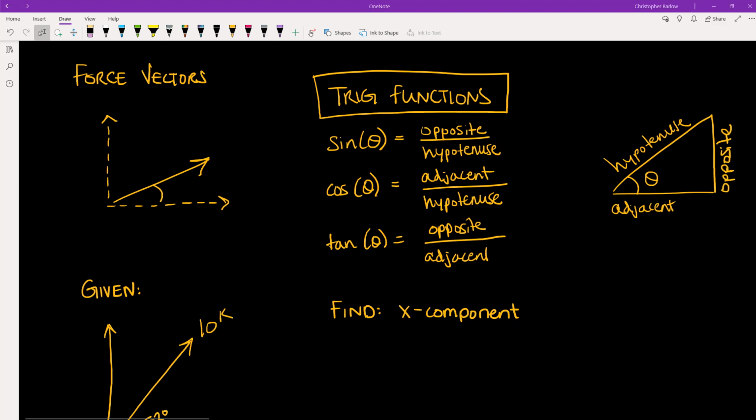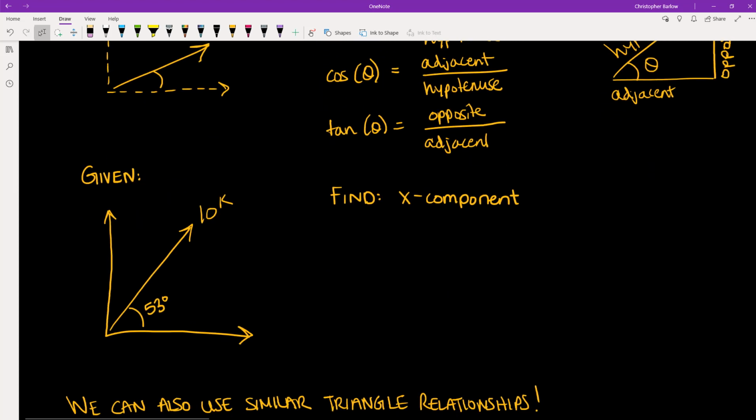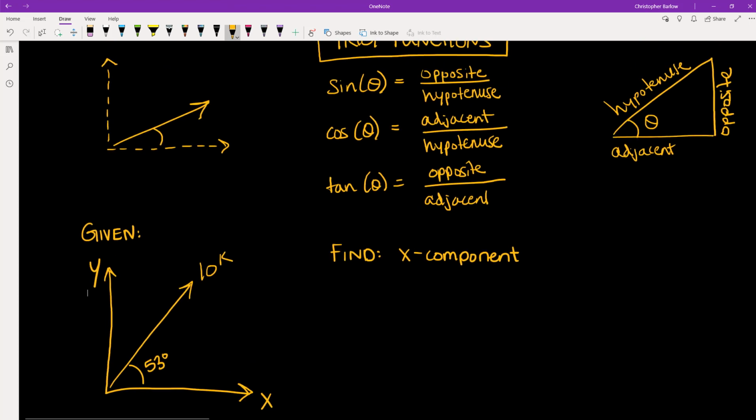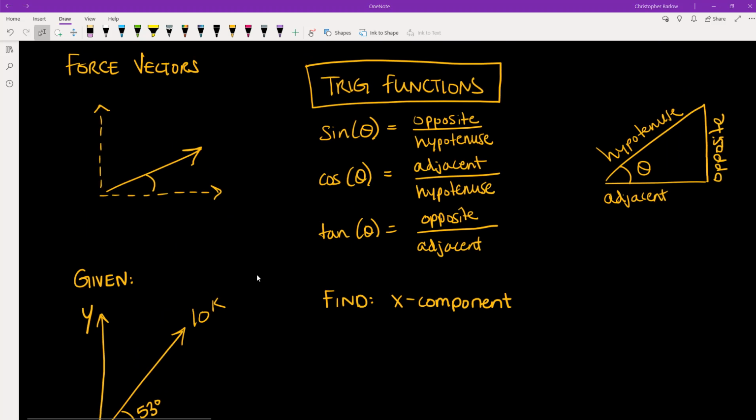Say we have a force vector defined by a magnitude of 10 kips and an angle of 53 degrees. If we want to find the x component of this force vector, then we need to use appropriate trig functions to find the x or horizontal component. So, what exactly are trig functions, and how do we select the appropriate one to use here? Well, trig functions are basically just simple functions that we use to relate angles and lengths of sides of triangles.